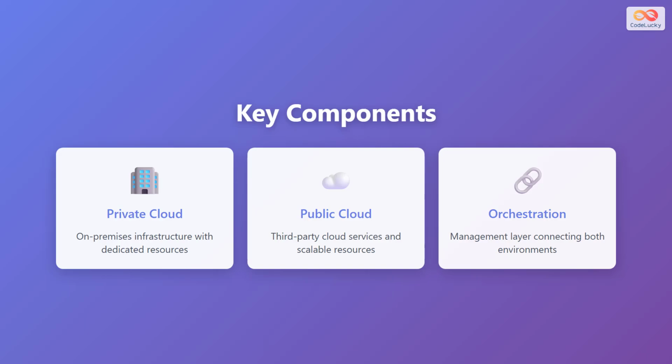Hybrid cloud architecture consists of three key components. First, the private cloud, which is your on-premises infrastructure with dedicated resources that you fully control. Second, the public cloud, which provides third-party cloud services and scalable resources on demand. And third, the orchestration layer, which is the management system that connects both environments, enabling seamless communication and workload distribution between them. These three components work together to create a cohesive hybrid cloud ecosystem.